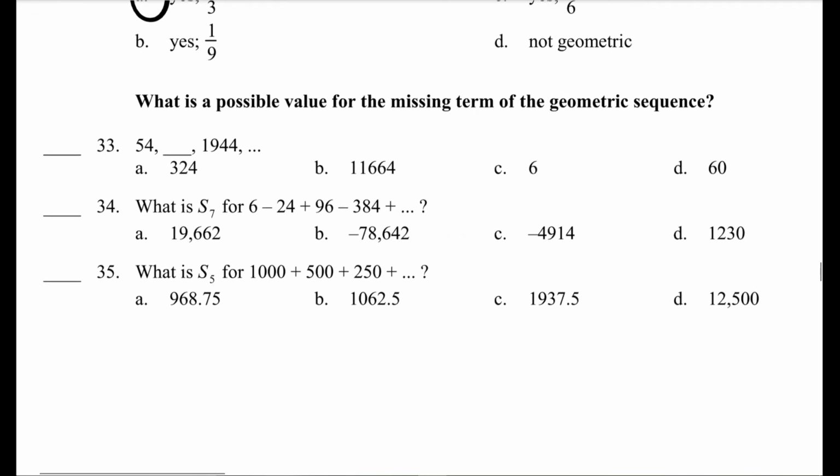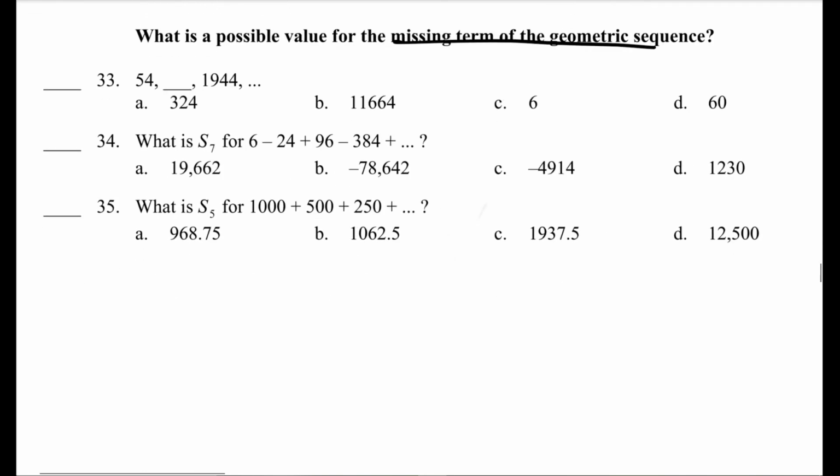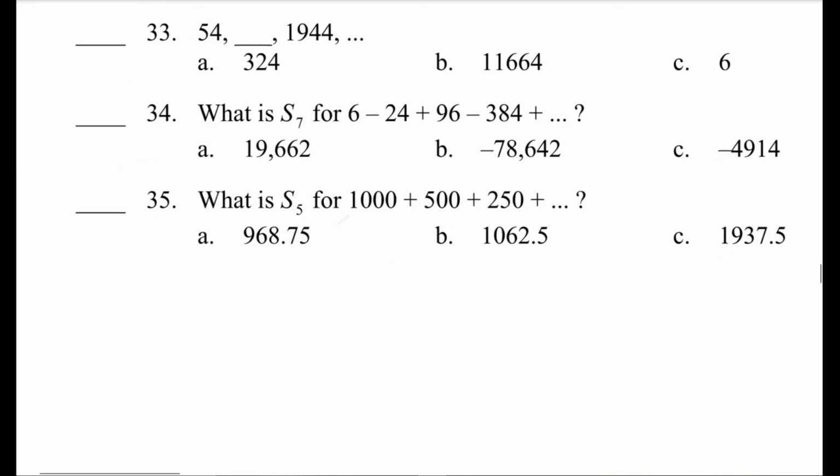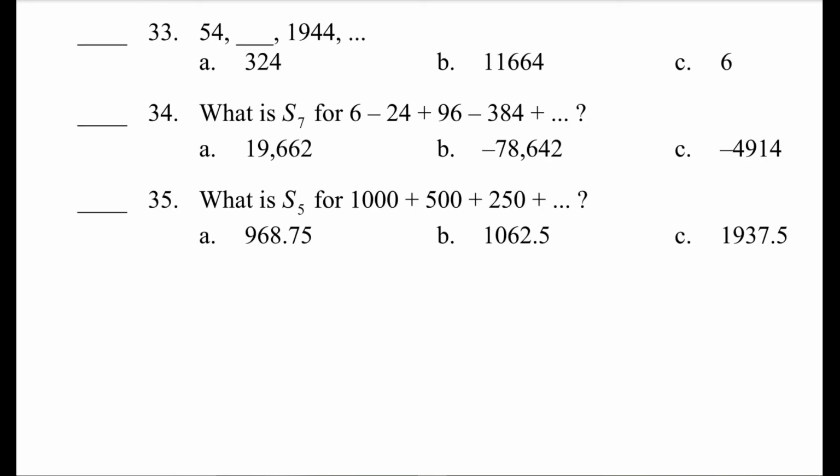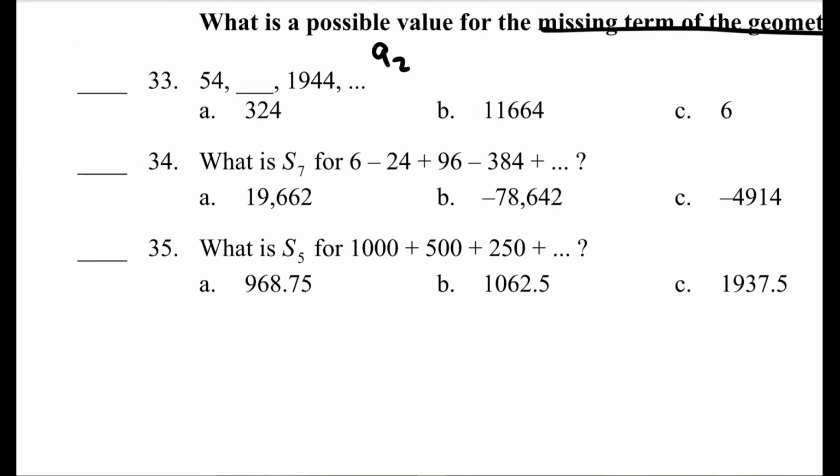All right, so what is a possible value for the missing term of the geometric sequence? So for number 33, we want the second term. So we want a2. So a2 is a question mark. But we do know a1, and we do know a3, right? So we should be able to find this.